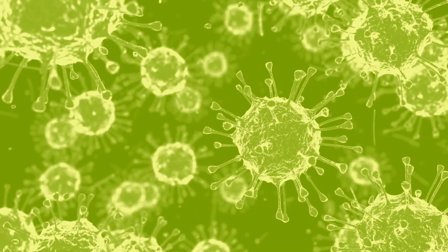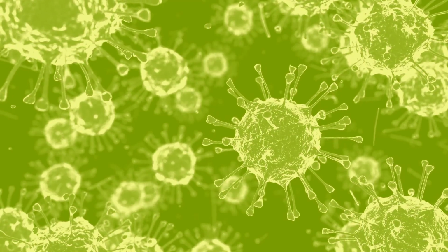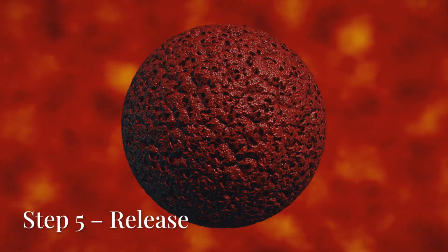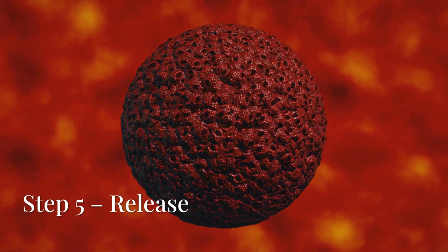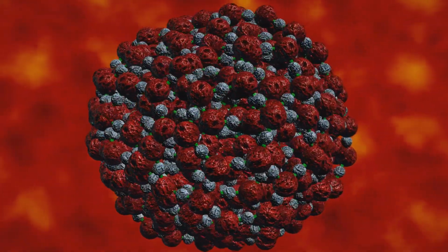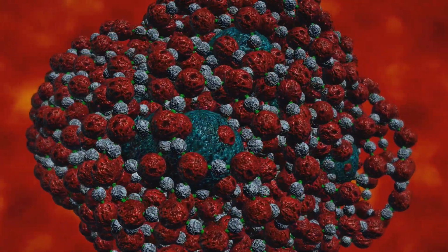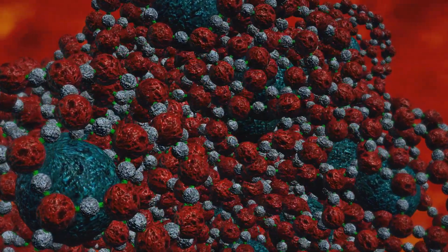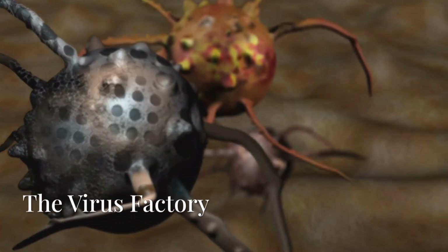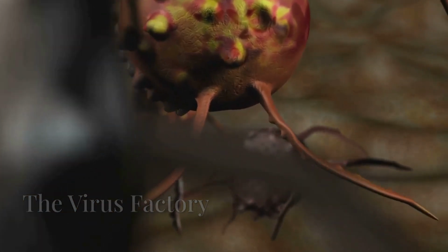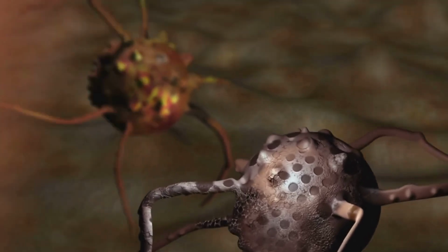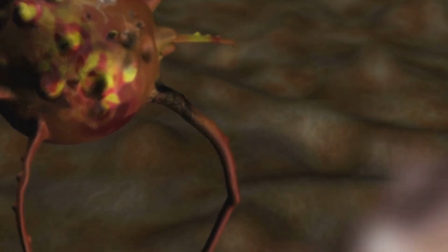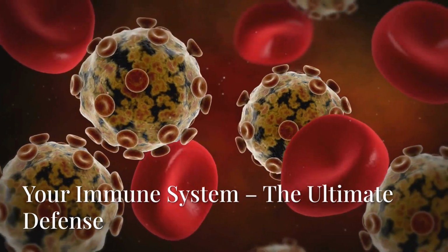At this stage, assembly happens. New virus particles are put together inside the cell. Next up is release. Viruses burst out, killing the cell, or sometimes they just sneak out to infect even more cells. Just one virus can actually turn a healthy cell into a virus factory, producing thousands of copies.